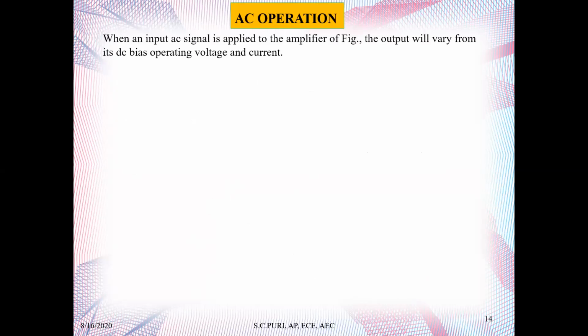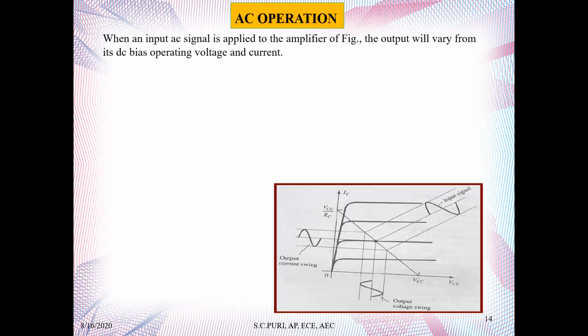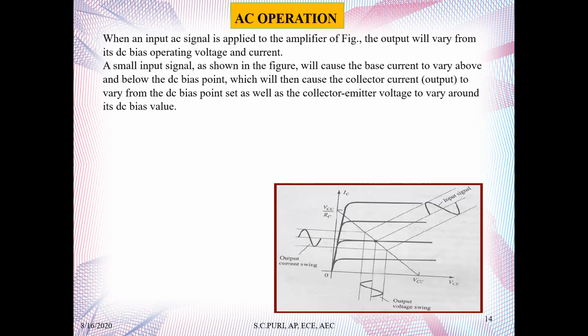When an input AC signal is applied to the amplifier of the figure, you can see here, this is a figure, the output will vary from its DC bias operating voltage and current. A small input signal as shown in the figure will cause the base current to vary above and below the DC bias point, which will then cause the collector current output to vary from the DC bias value set, as well as the collector emitter voltage to vary around its DC bias value.